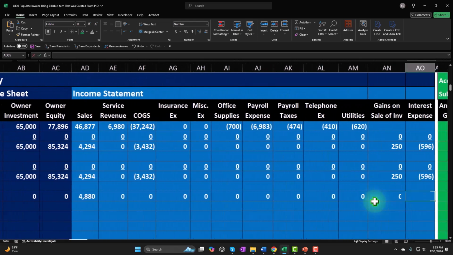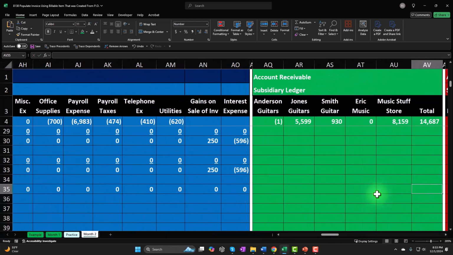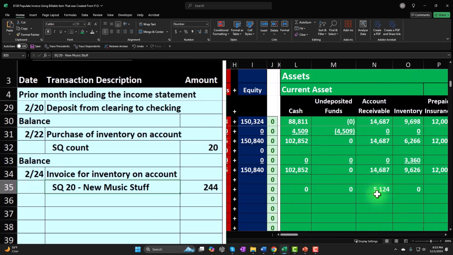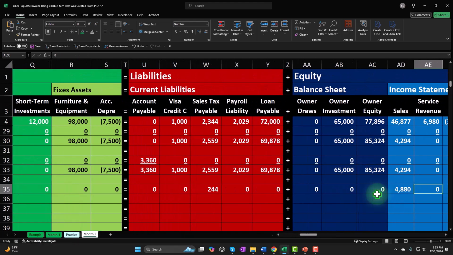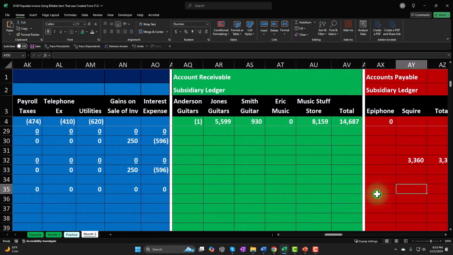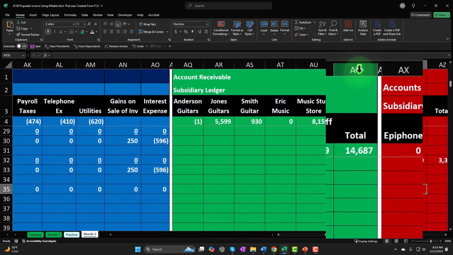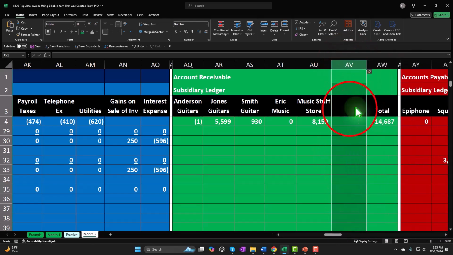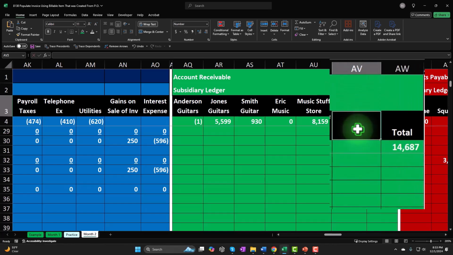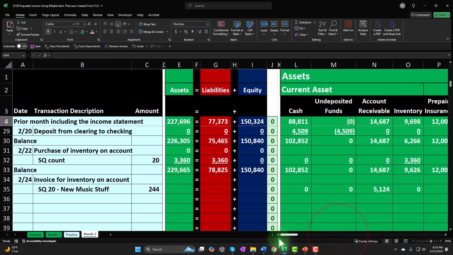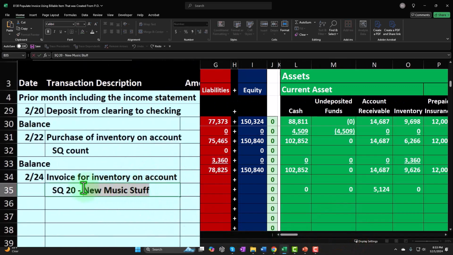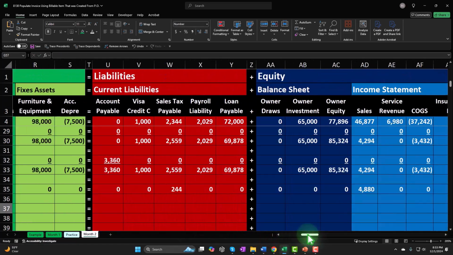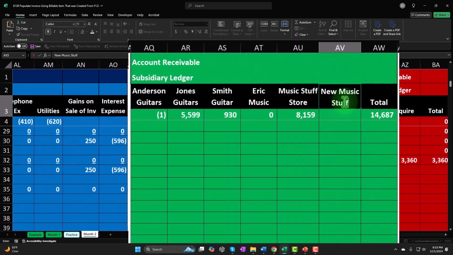for the receivable. Let's do that. So this was Music Stuff Store. Is that who it was? Let me just check this. This was New Music Stuff. I don't think we have that yet. So we don't have a New Music Stuff. So let's add a column. I'm going to hit the AV column, right click and insert. And we're going to call this music. Now I forgot the name again. Let me copy it, New Music Stuff, so I don't get it messed up. We'll copy that and paste it, right there.